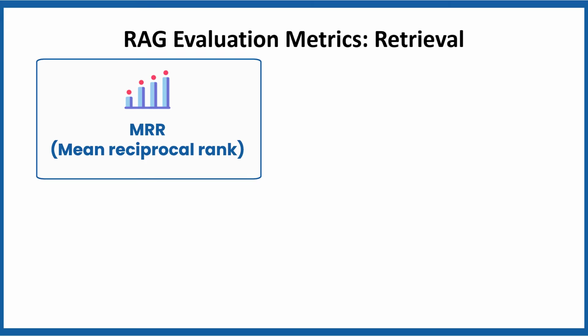MRR measures how high the correct answer appears in the ranked list of retrieved documents. If the correct document is ranked first, the score is 1. If second, the score is 1 by 2. If third, then the score is 1 by 3, and so on. It rewards systems that put the right answer as early as possible in the retrieved results.